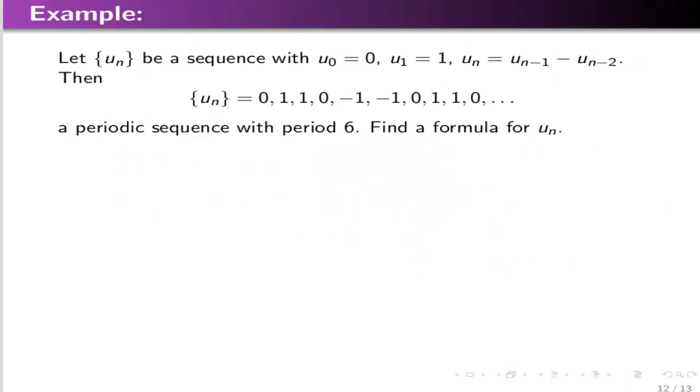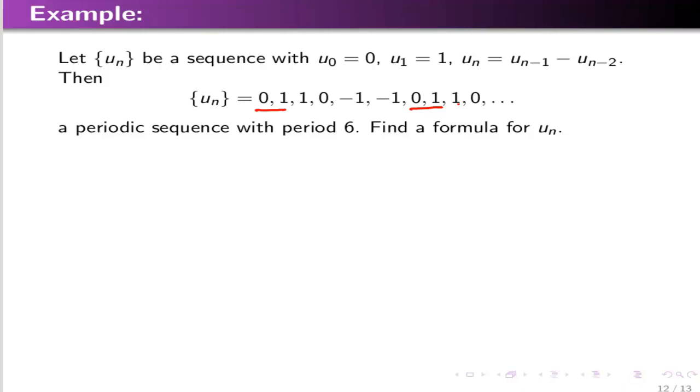Now let's do one example. Let's let U_n be the sequence whose first two terms are 0 and 1. And instead of satisfying the Fibonacci recurrence, let's say the nth term is the difference of the preceding two terms. So 1 minus 0 is 1, 1 minus 1 is 0, 0 minus 1 is negative 1, and then we get another negative 1, and then we're back to 0. And you notice as soon as we get these first two numbers repeated right there, everything after that is going to be the same. So any two given numbers determine all of the terms following it, and so we get a periodic sequence with period 6.